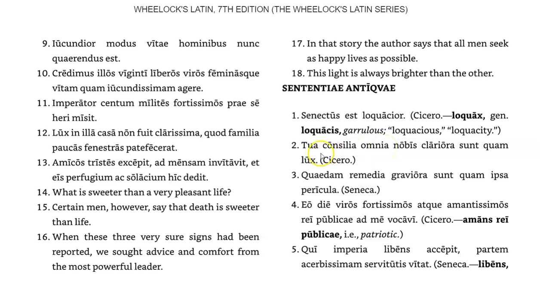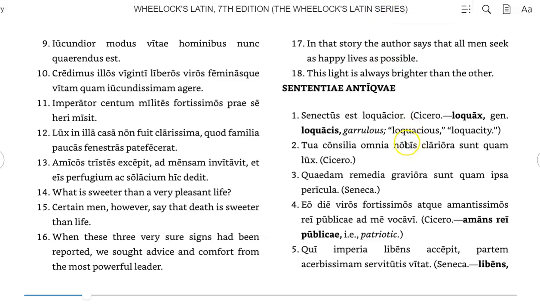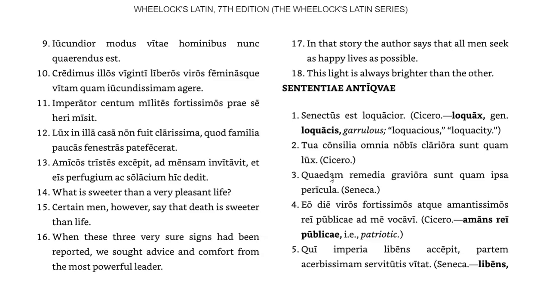What else could we say about this one? Lux is third declension, nominative singular. That's just basic vocabulary. Nobis is going to be a dative indirect object, and that probably just needs to be memorized. Okay, moving on to number 3.